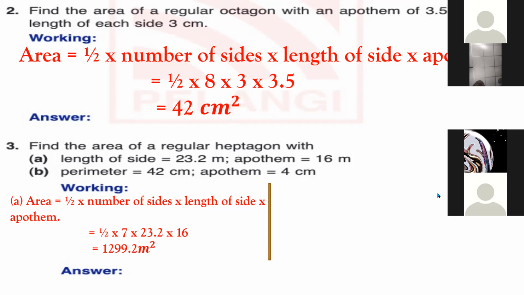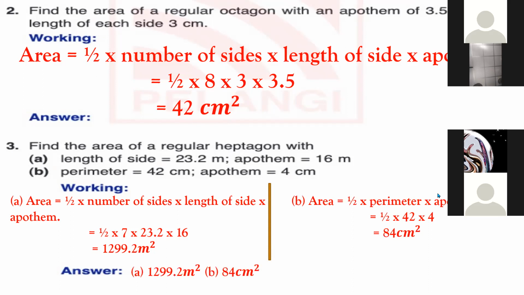42 times 2, what's your answer? 84. 84, that's the answer there. Okay, so it is quite easy. So the answer A is 1,299.2 meters square, and B there is 84 centimeters square.